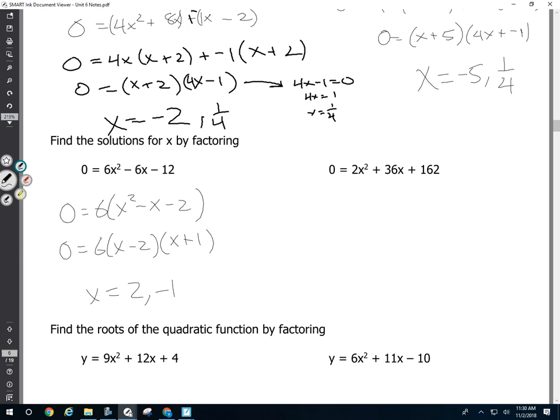Do the same for the one on the right. Don't multiply 2 and 162. That'd be the tough way to do this. It would work, but instead, factor out the greatest common factor.